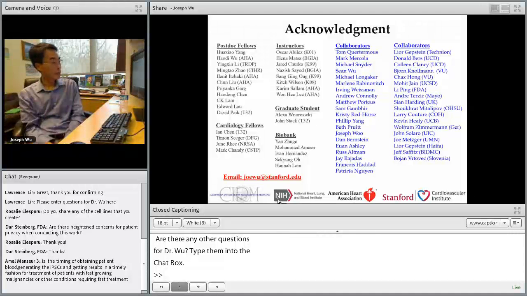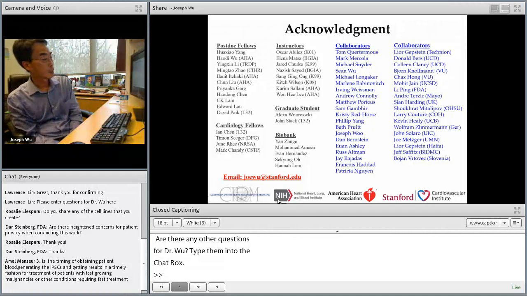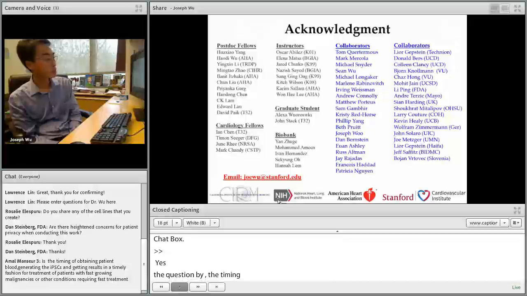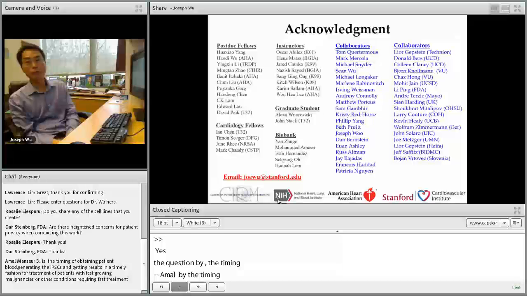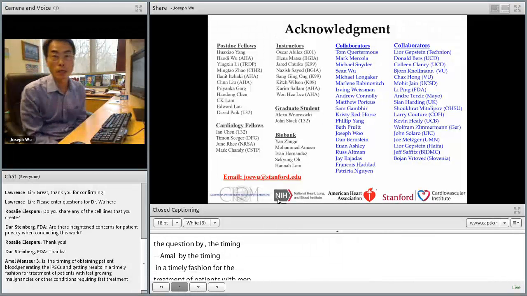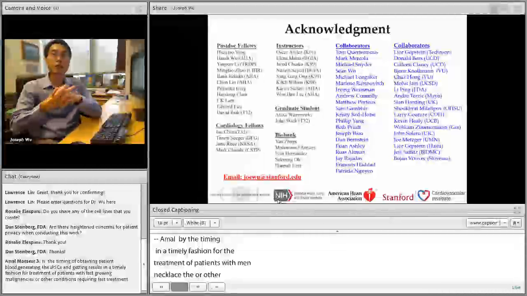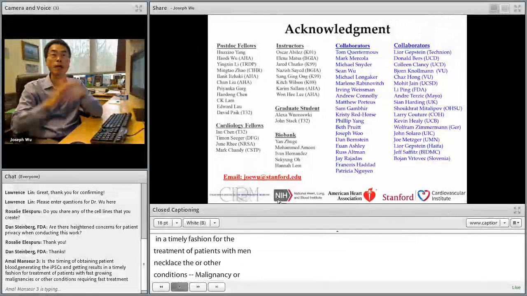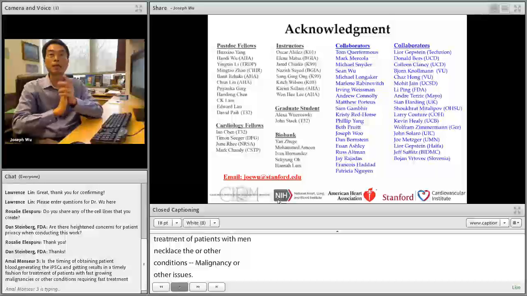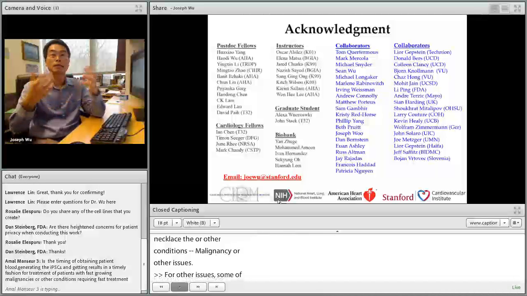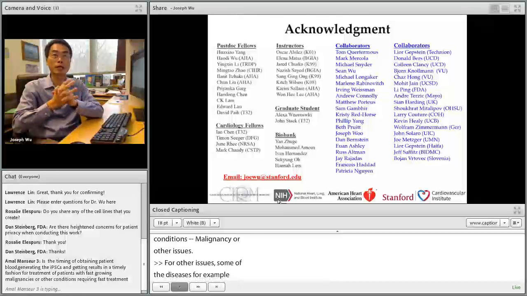Yeah, so the question by Amal is whether the timing of obtaining patient blood, generating the iPS cells, and getting results in a timely fashion for treatment of patients with fast-growing malignancies or other conditions is going to be an issue. I think Amal is spot on. For some diseases, for example glioblastoma or pancreatic cancer, it's going to be an issue because they are so aggressive, and the first priority is to treat the patients as soon as possible.